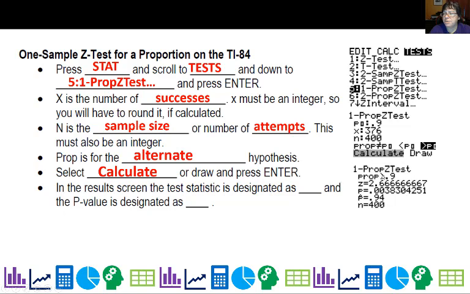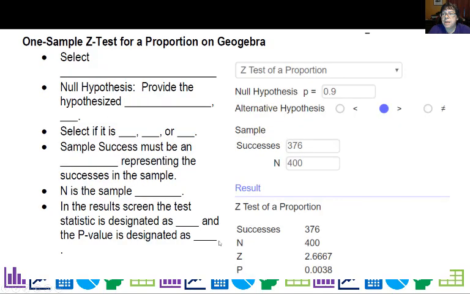All right. So you can see there's your hypothesized value, P naught right there. And it is designated as Z. There's your test statistic right here. And your p-value, don't confuse it with p-hat. Your p-value is the one without the hat on it. It's that 0.0038.